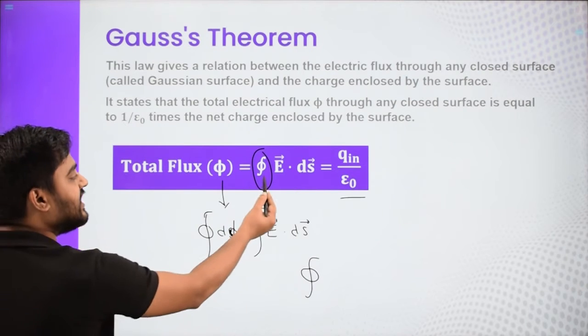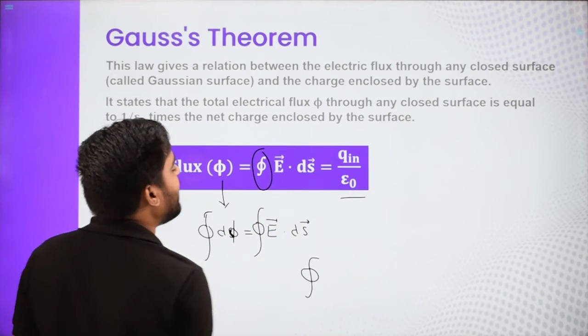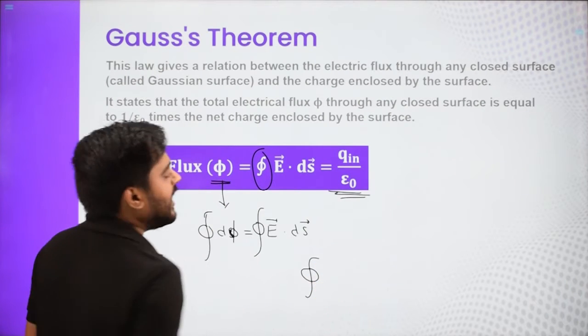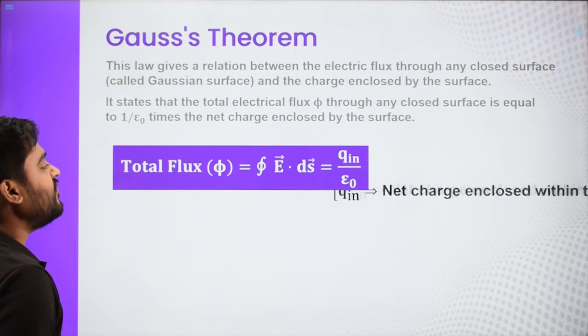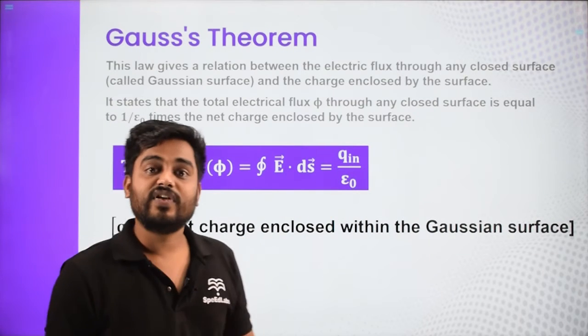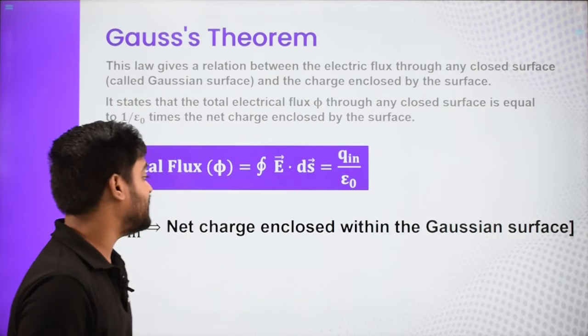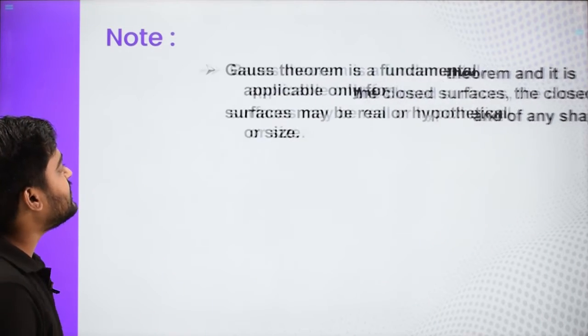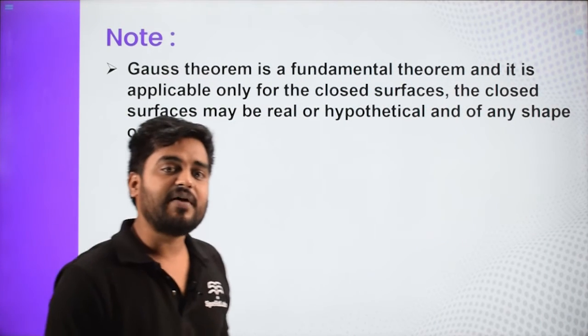So the closed integral of E dot ds is equal to Q in by epsilon naught, or in simple words, the total flux is equal to Q in by epsilon naught. This is the mathematical form of Gauss's law. What is Q in? Q in is the total charge which is inside our Gaussian surface.